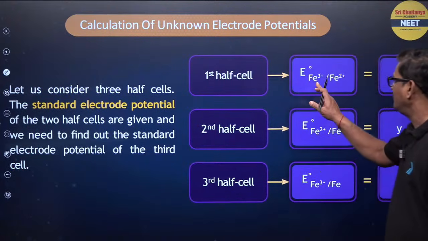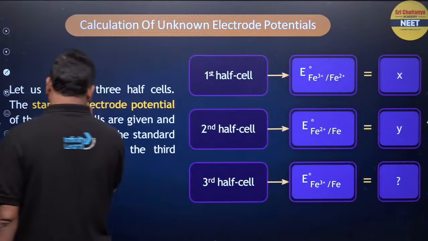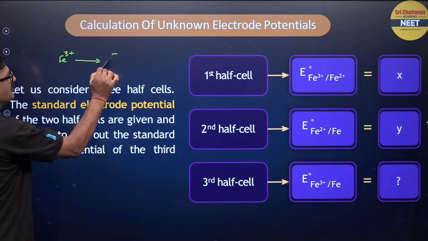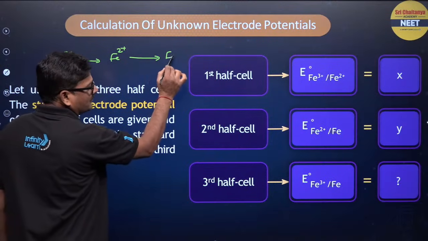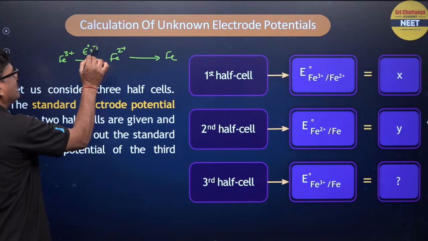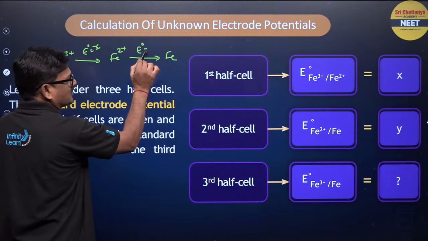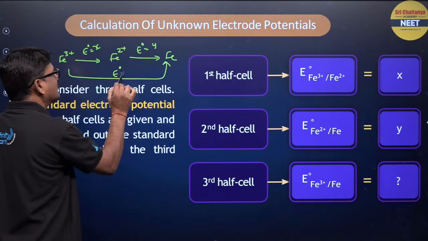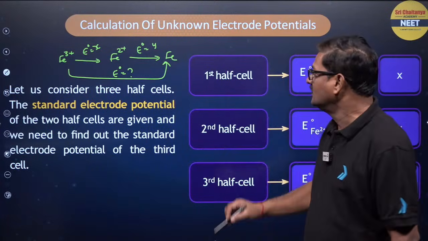The half cell reaction Fe3 plus to Fe2 plus has E naught equal to X. In a simplified version, Fe3 plus is converted into Fe2 plus, which is converted into Fe. Fe2 plus to Fe has E naught value Y. You will be asked to calculate the E naught value for Fe3 plus to Fe. This is a very, very, very important numerical that you are going to see.